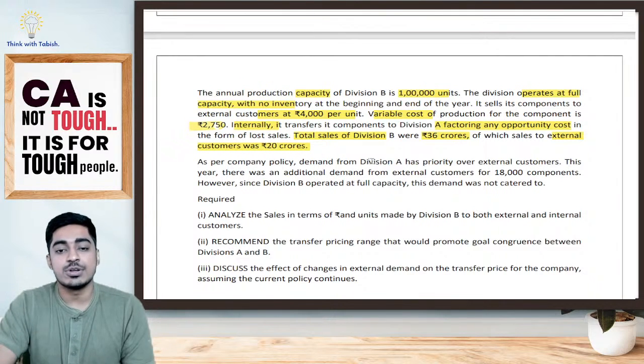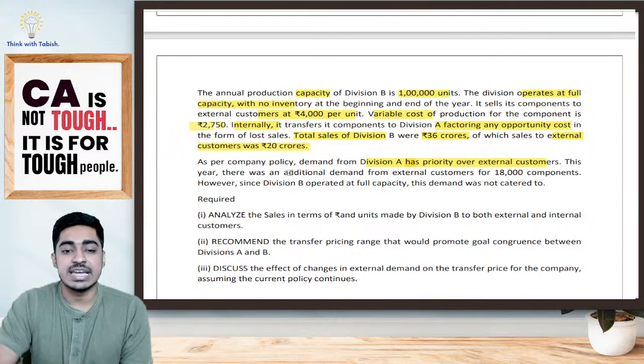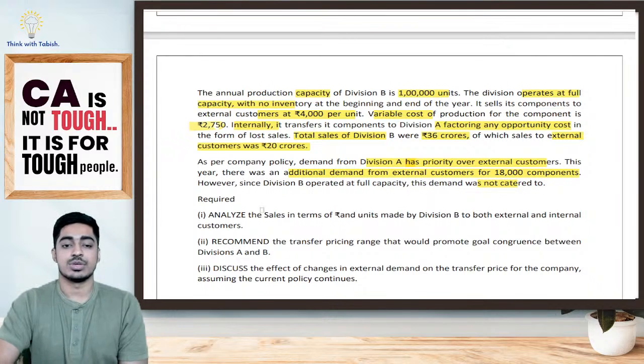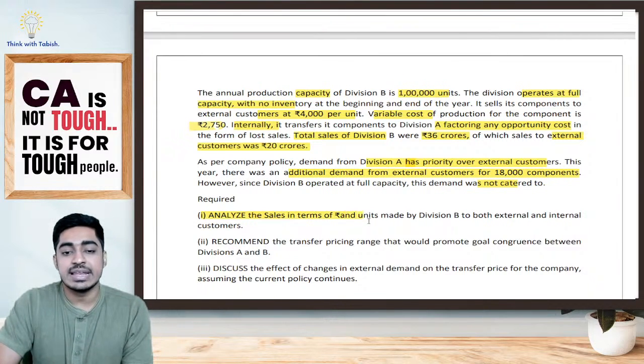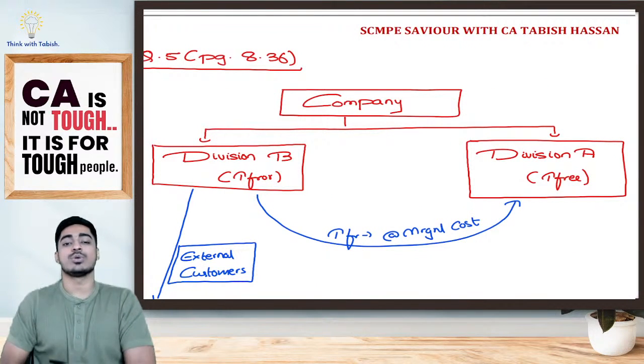Okay, as per company policy, division A has priority over external customers. Because of this, additional demand of 18,000 components was not catered to. Okay, what are we supposed to do? We need to analyze the sales in terms of rupees and units. Yes, a very interesting question. Look at what is happening.